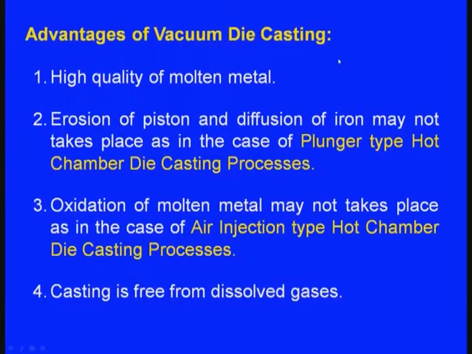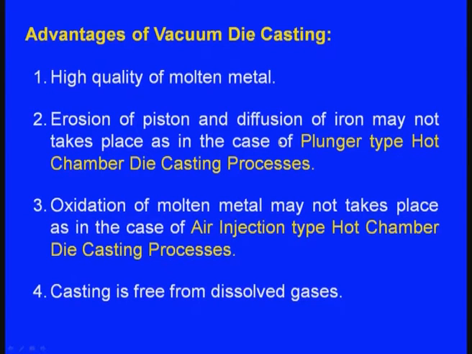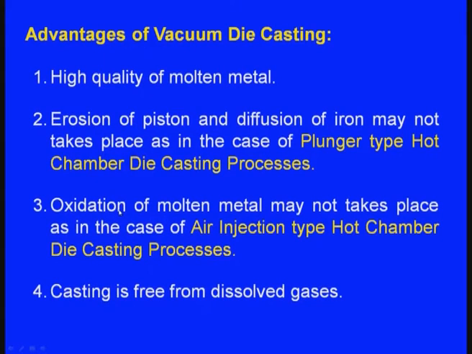Now, what is the result? Because these are hard elements, the cast component will have poor properties, the machinability will be very poor. So, that is the diffusion or erosion. Diffusion or erosion won't take place in vacuum die casting, as it does in the plunger type hot chamber die casting process. Next one, in the hot chamber pressure die casting process, there is another type, that is the air injection type.